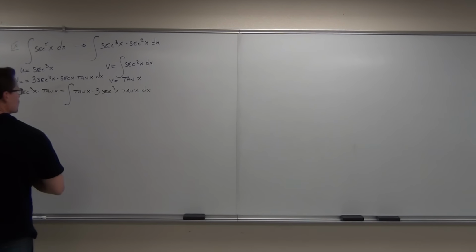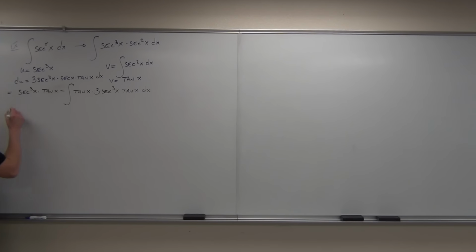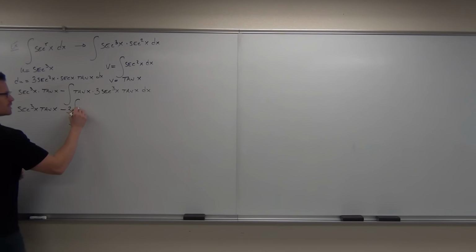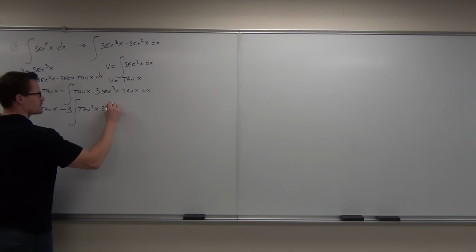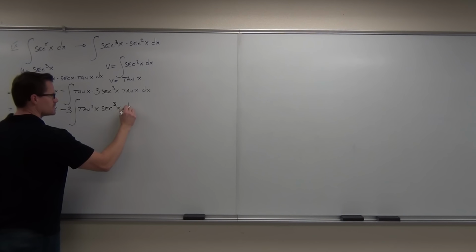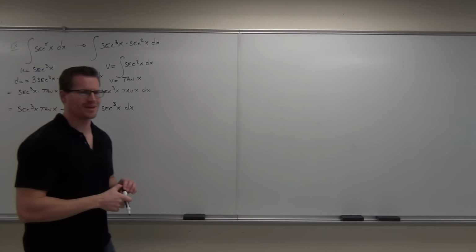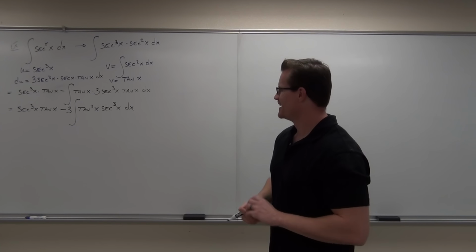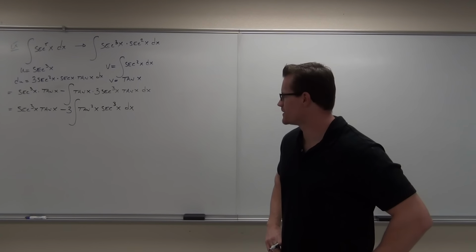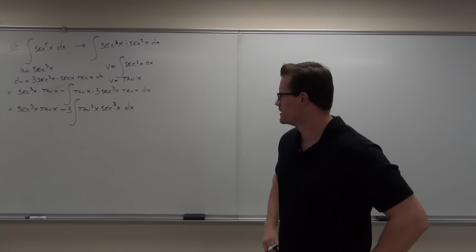3 out. Okay, 3 out. What else? Tangent squared tangent. So minus 3 integral of tan squared x secant cubed x dx. Okay, this is fun now. Well, this is fun. What do we do here?